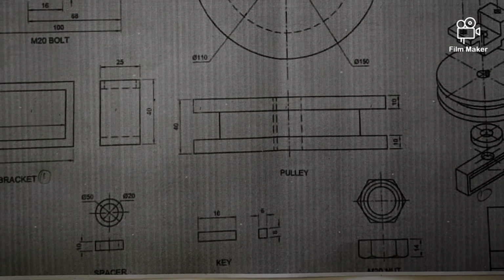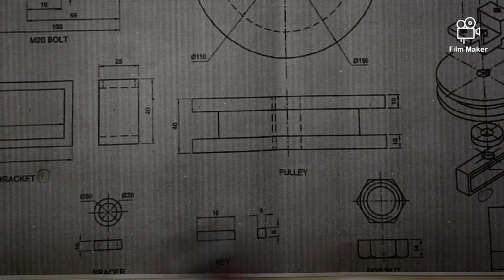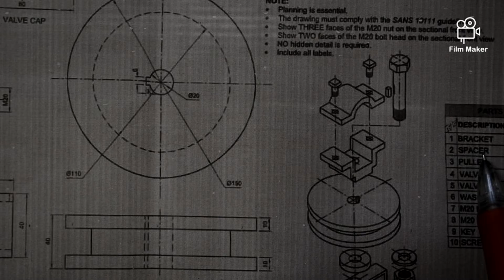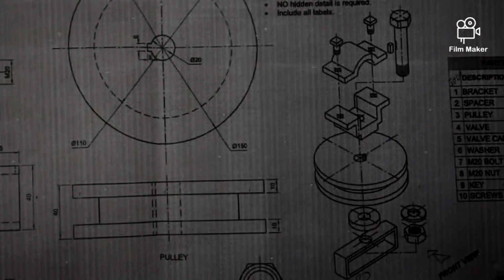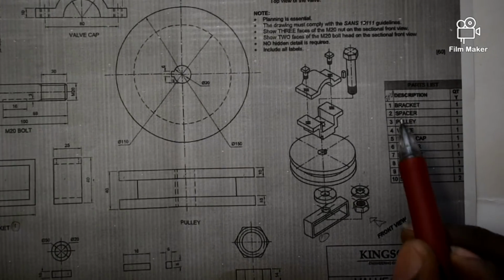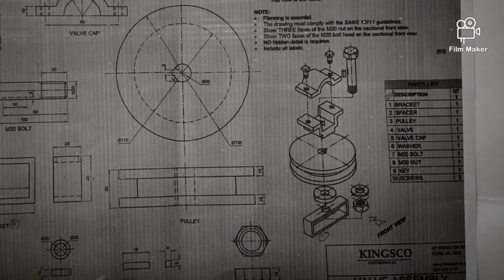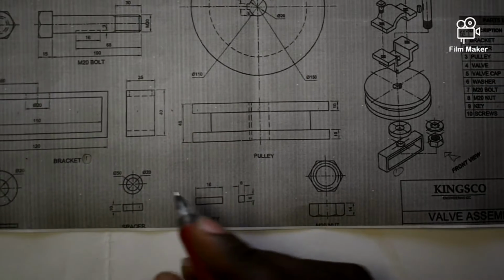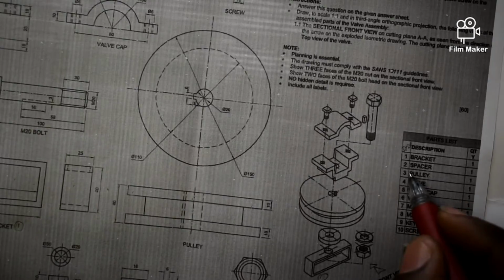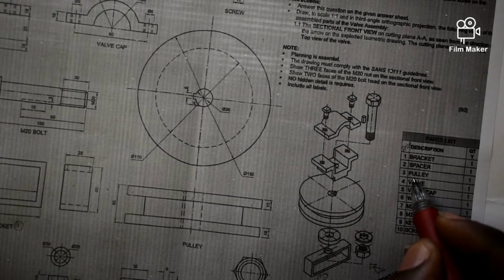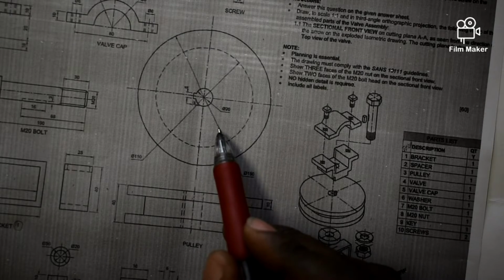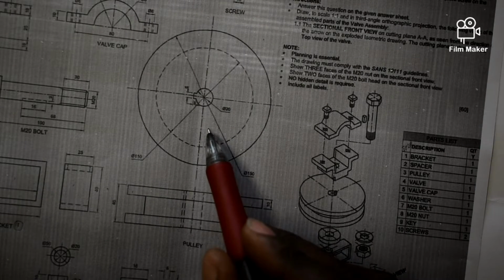Item number 2 is the spacer. I'm retrieving that from the part list. So where is the spacer? It is this one. This is item number 2. Item number 3 is the pulley. Where is the pulley? Item number 3 is the pulley, which is the bigger one. So this is the pulley.